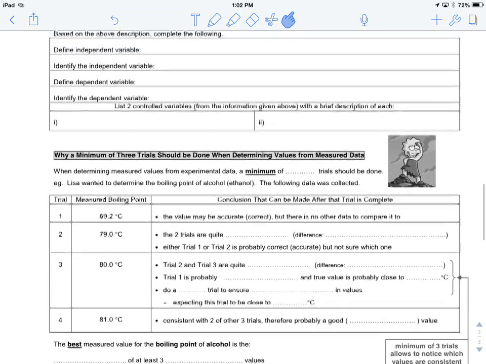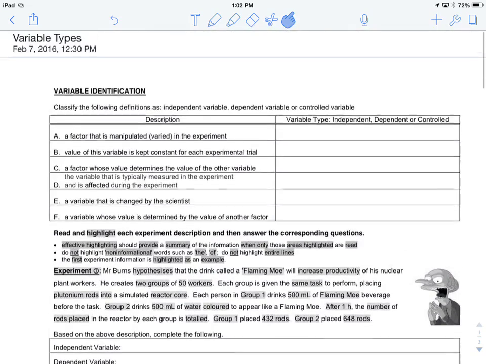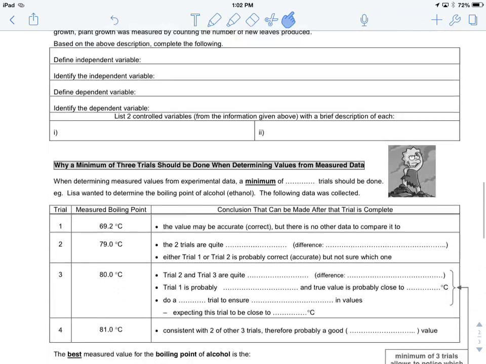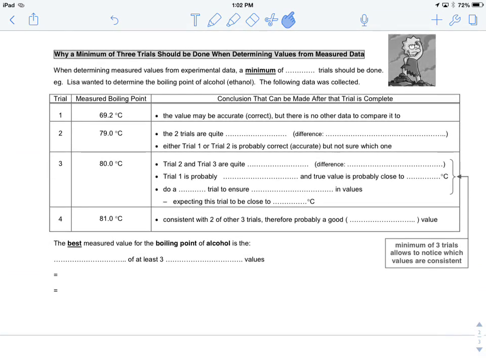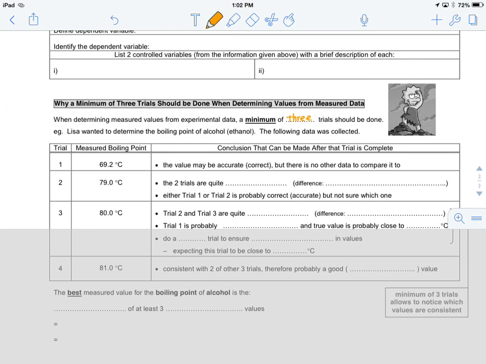Okay, so here is a mini lesson on why we do a minimum of 3 trials when we're determining values. This is found at the bottom of your variable identification activity that we did in class. If you go to the back of the page, you'll notice this mini lesson. We're going to work through an example, but really when we're determining measured values, we want to do a minimum of 3 trials. And we're going to talk about why as we progress through this example.